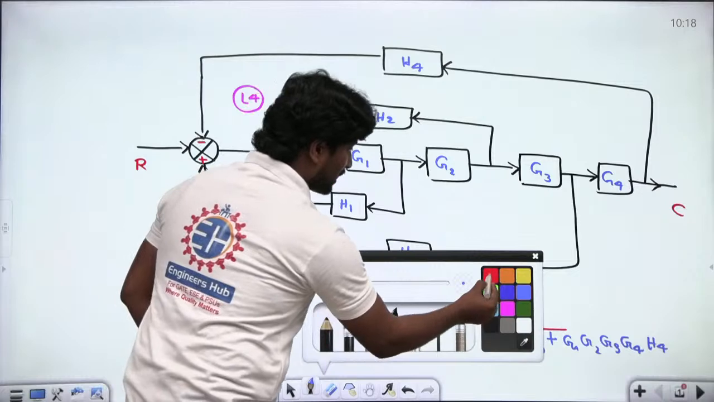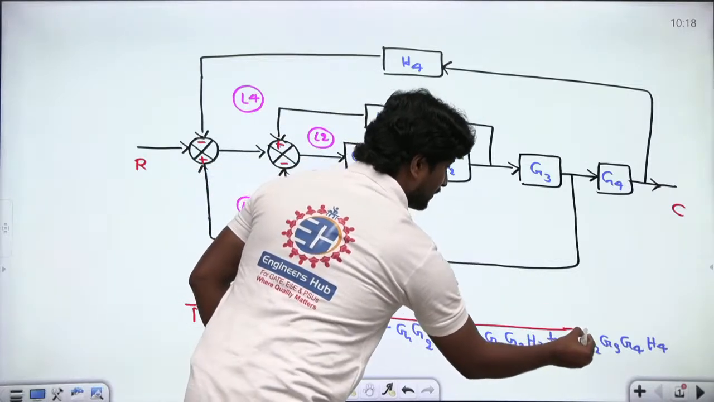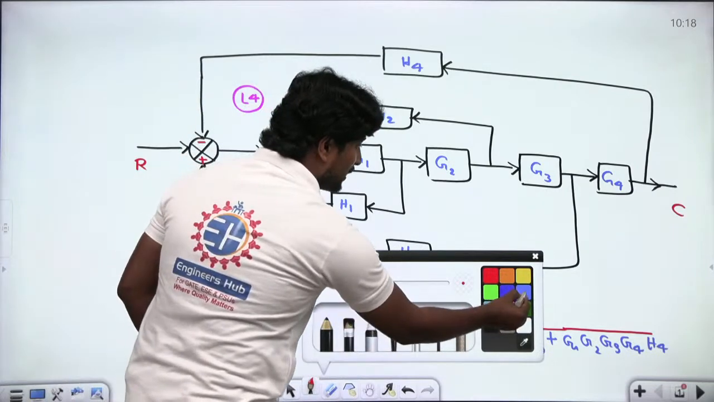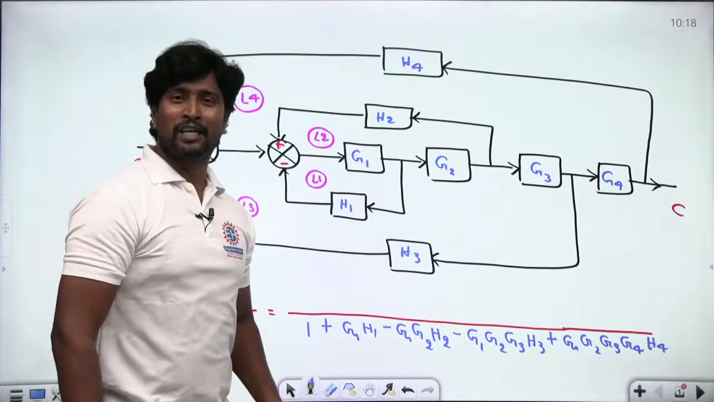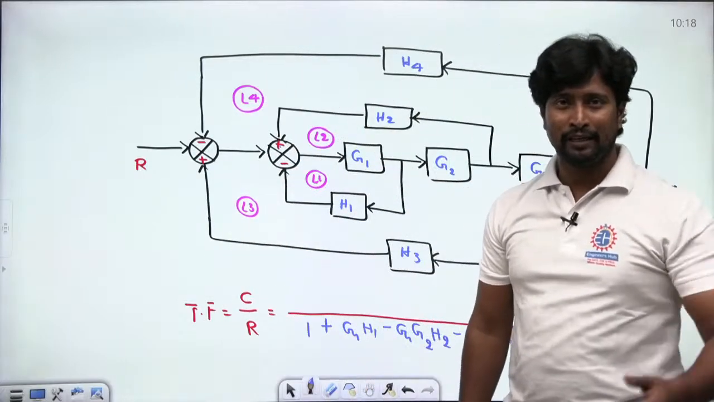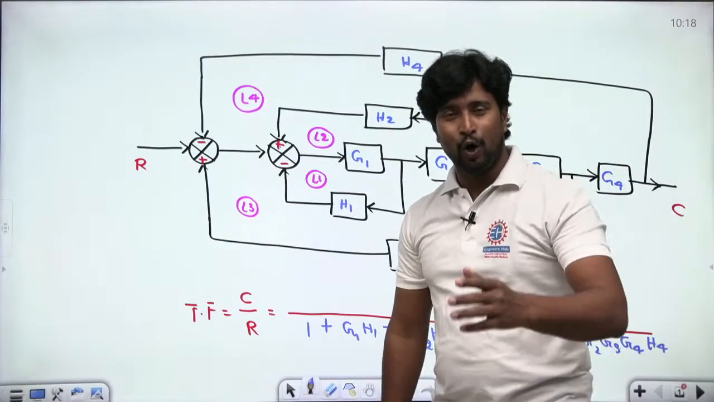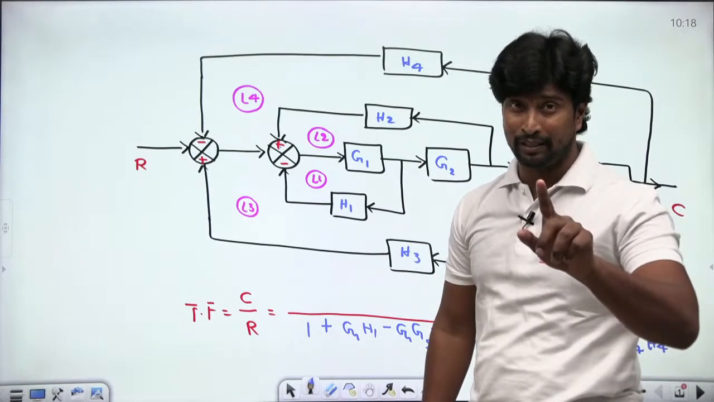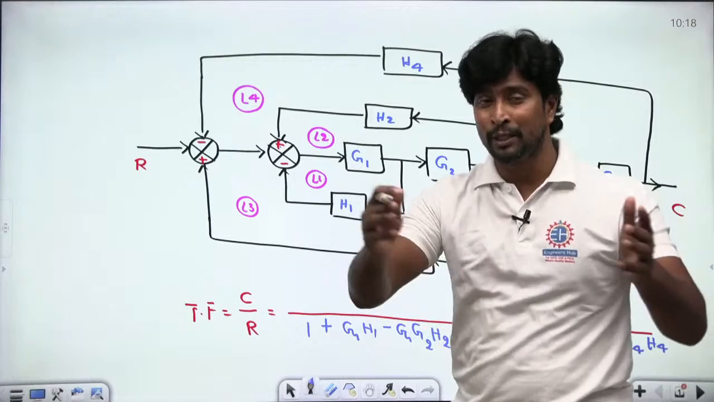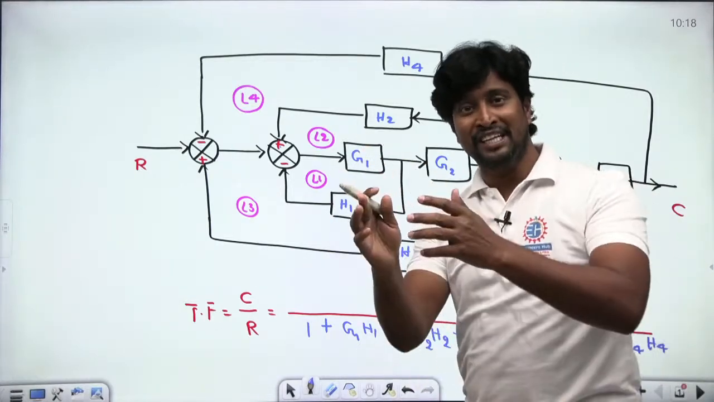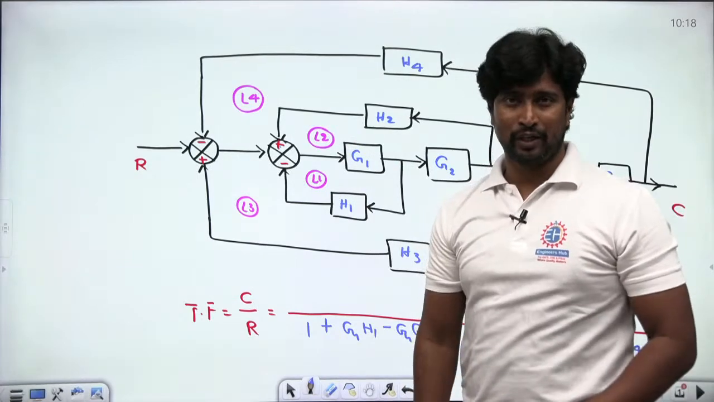Now the denominator part is done. Are you clear? Next, go with the numerator part. Already you know it. The numerator part is made up of what? Forward paths. Are you clear? Guess it and observe it. How many forward paths are here? Forward path means, once again I would like to repeat, the path from input to output in a proper direction, without any repetition. That is the meaning of forward path.